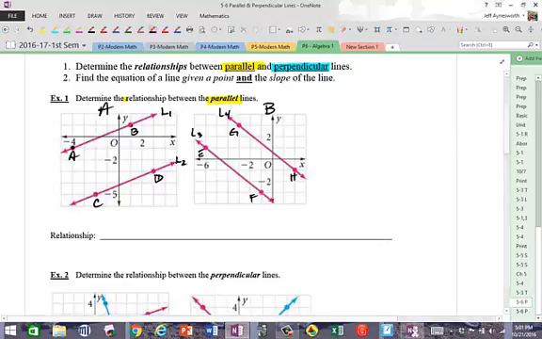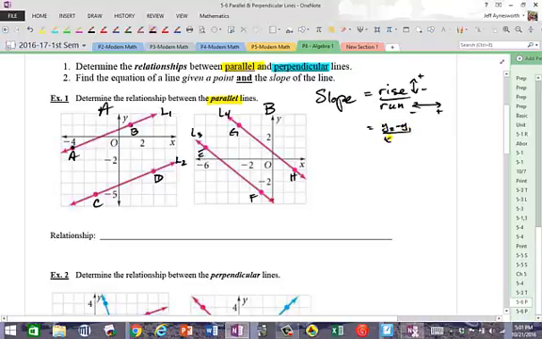What we want to do is take a look at the slopes of their lines. We know the definition of slope from prior lessons is rise divided by run, the vertical change divided by the horizontal change. We can also do it the algebraic way: y2 minus y1 divided by x2 minus x1. However, rise over run is easier on a graph.